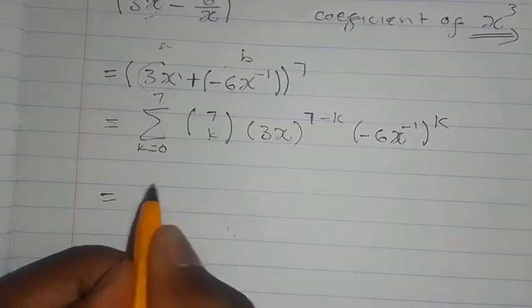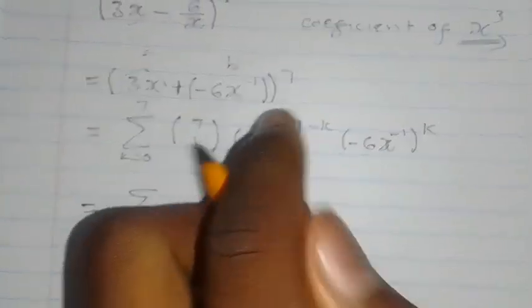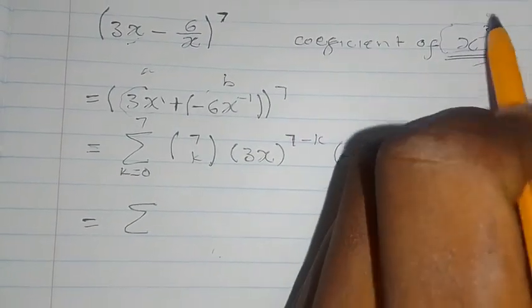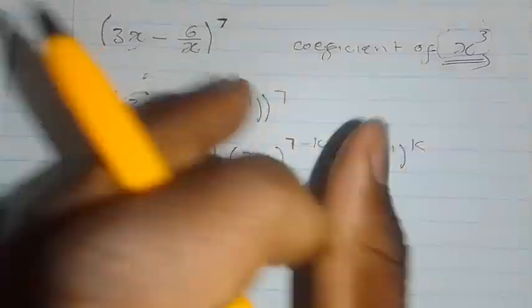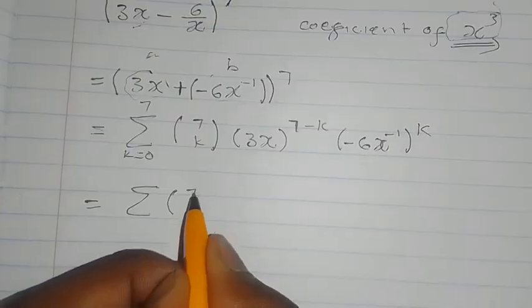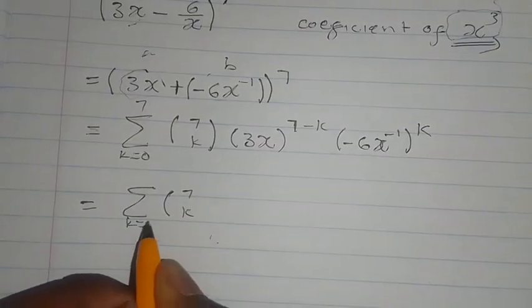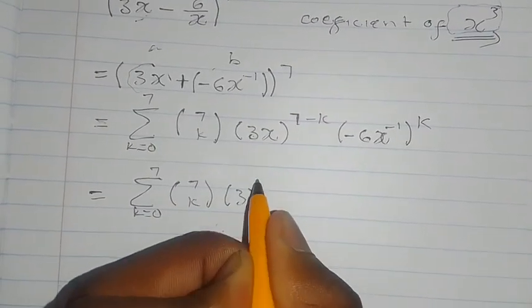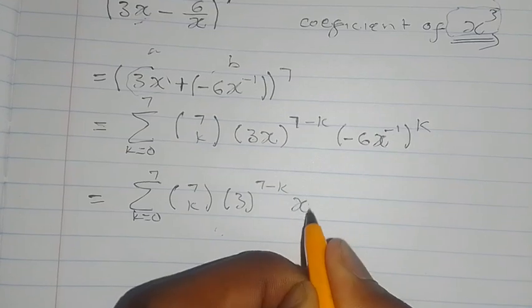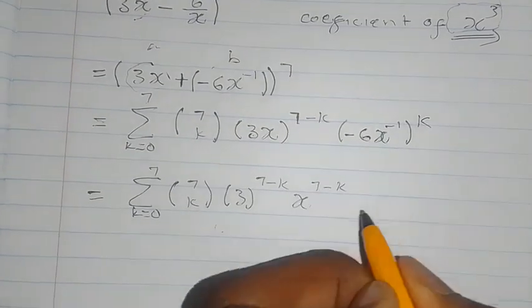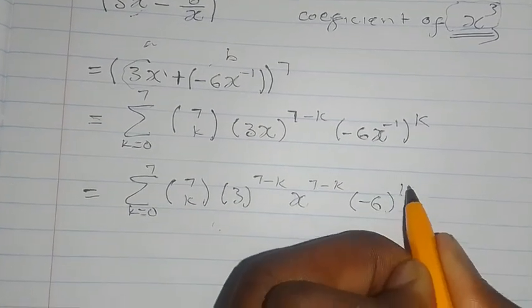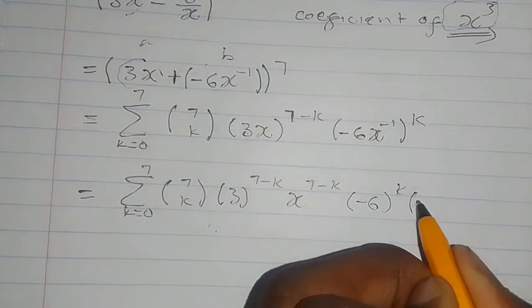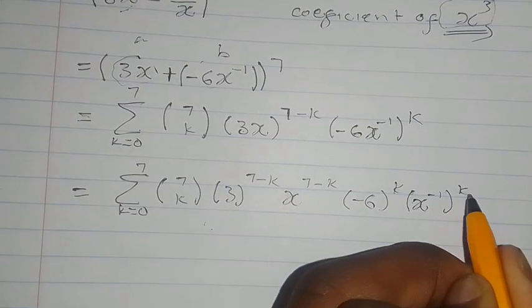So first of all, we need the x itself. Here it just says the coefficient of x cubed, meaning that we must separate these constants from x. So how do we do that? We're going to use some exponential laws. Then we're going to have 3 to the power 7 minus k, multiplied by x to the power 7 minus k. And here we're going to have minus 6 to the power of k, and then x to the power minus 1 to the power of k.